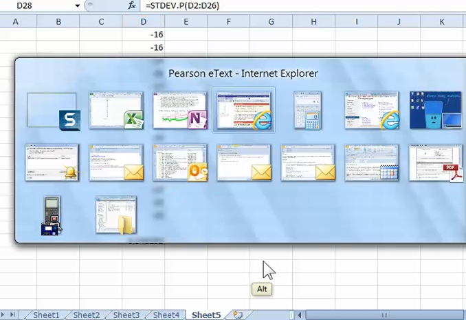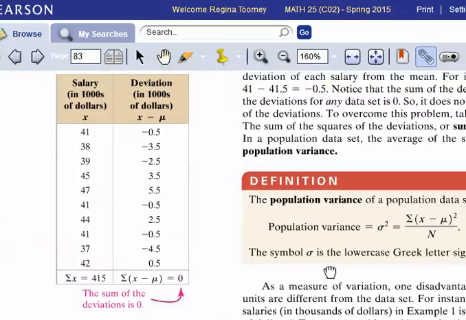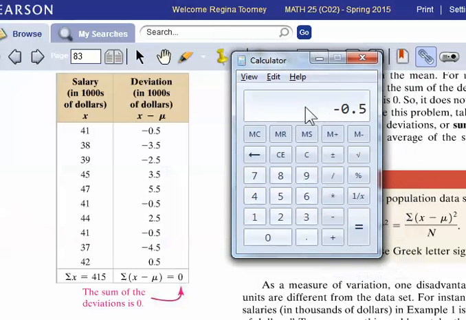But I can stick with that. It doesn't matter what I stick with. The general idea is still the same. Once you find all those deviations, they may have negatives. If you added them up and tried to find their average, you would have gotten 0. I add up all these deviations, how far each one is away from the middle. That adds up to make 0.